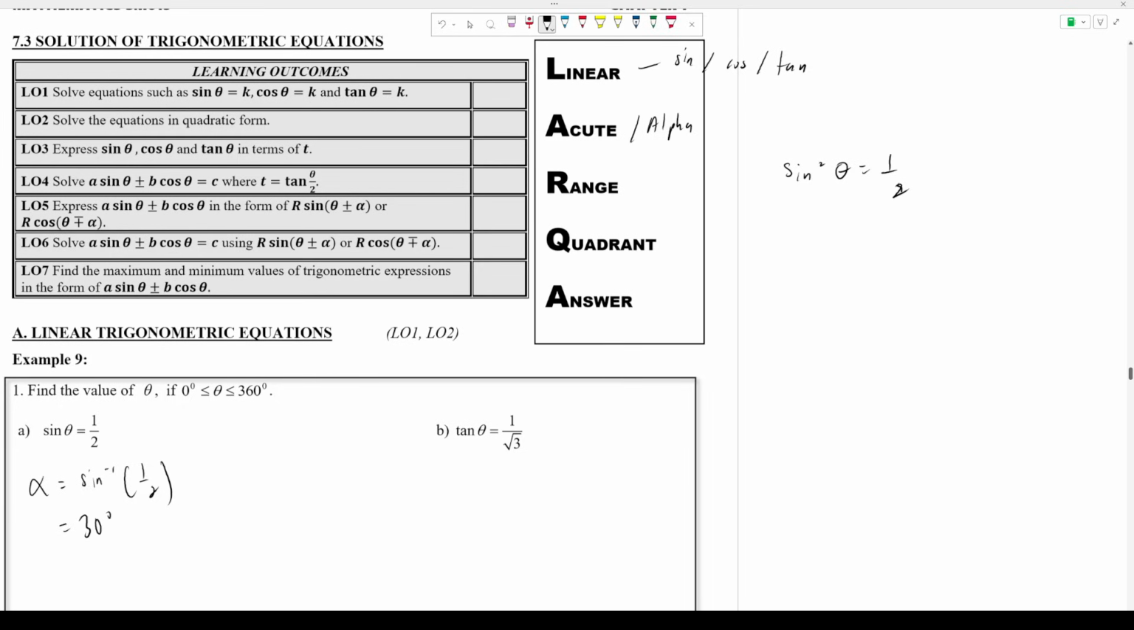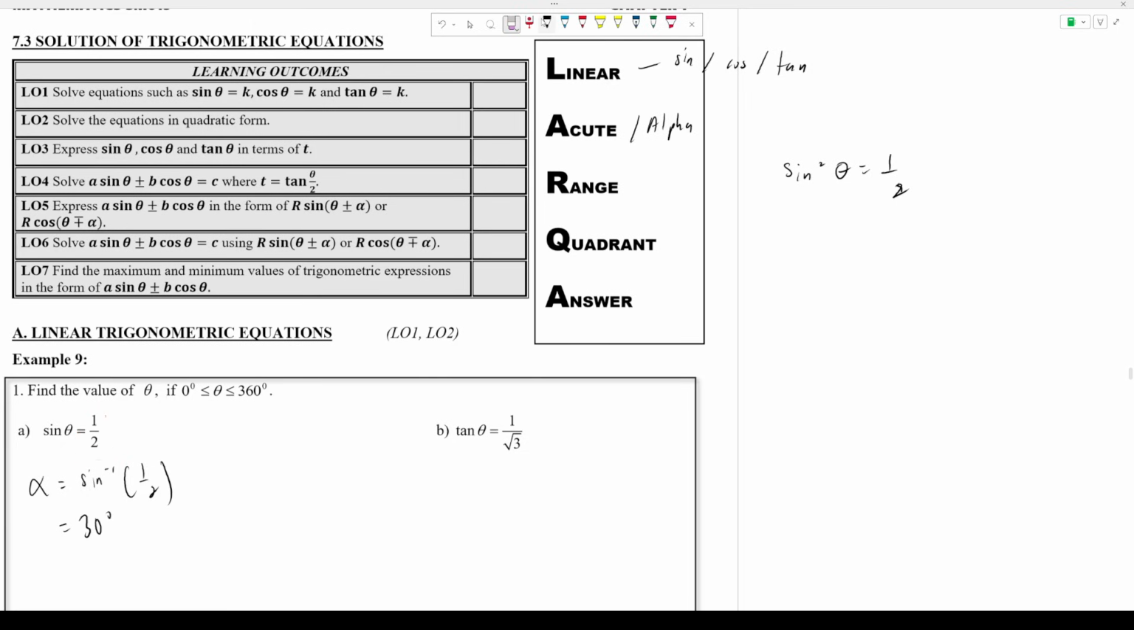Just take note for the second step, alpha or acute, when you're looking for the reference angle, make sure you only take the positive value. For example, if you solve sine theta equals negative 1 over 2, here the reference angle you take is arcsine of 1 over 2. It must be positive, because we are using it just for the reference. Basically, you take the modulus.